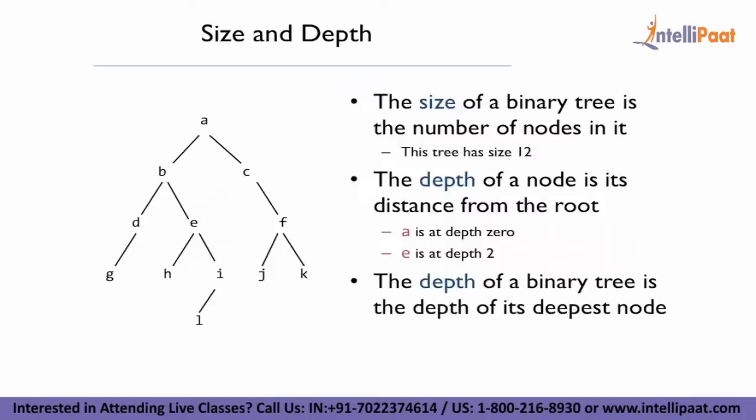The depth of a binary tree is the depth of the deepest node present in the binary tree. So if you ask what is the depth of this tree, here L is the deepest node because L is at the bottommost position. The depth of the binary tree will be equal to the depth of L. Let's hop from A to L: 1, 2, 3, 4. So the depth of this binary tree will be 4.